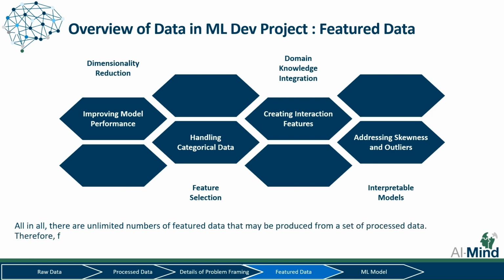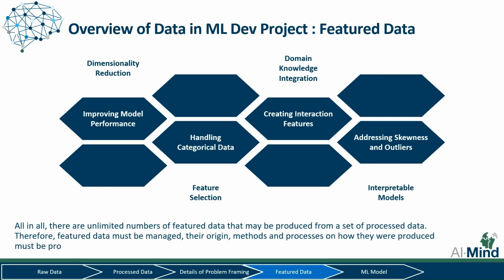All in all, there are unlimited numbers of feature data that may be produced from a set of process data. Therefore, feature data must be managed, their origin, methods, and processes on how they were produced must be properly documented and managed.